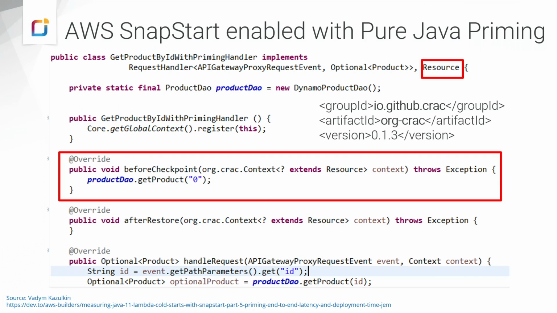This is called priming, where you put this heavy computational logic, like get product by ID 0, just to warm up Jackson. The beauty of this is that this before checkpoint will be executed during the deployment phase. That means that this pre-warming will happen in the deployment phase, and in the invocation phase you already benefit because this is loaded into the snapshot that was created after priming.